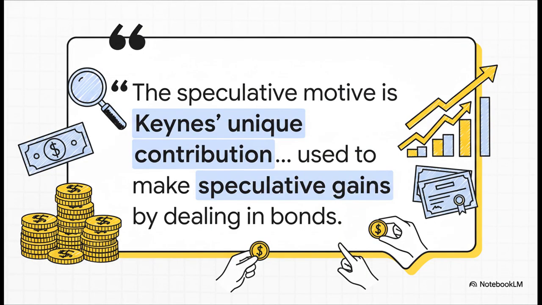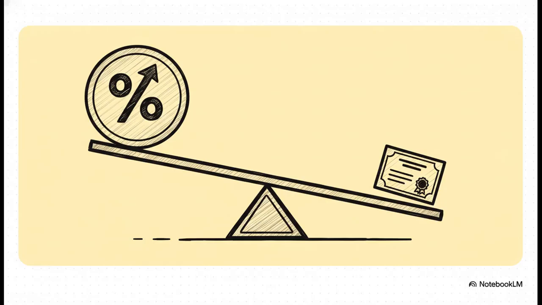And this was Keynes' big innovation. Before he came along, most economists saw money as just a tool for buying things, what they call a medium of exchange. But Keynes said, no, it's also a store of value. It's an asset that you can strategically hold on to, waiting to make a speculative gain, especially in the bond market. Now, to really get this, you have to know one crucial rule.